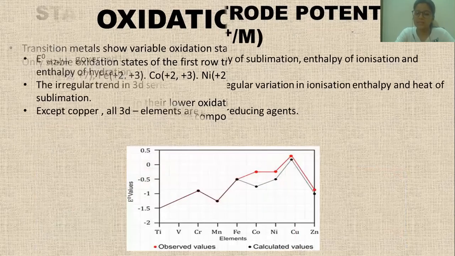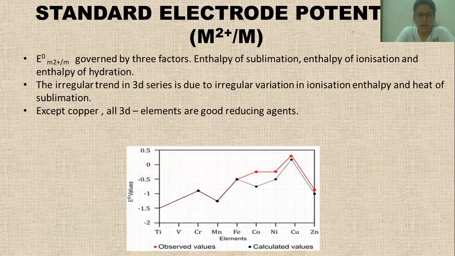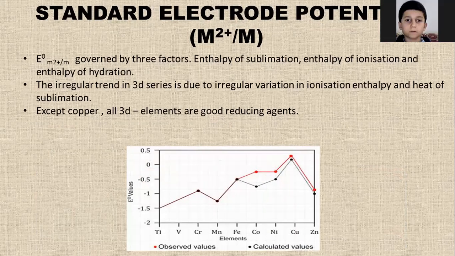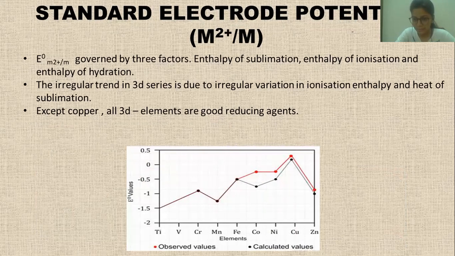The next is standard electrode potential. Electrode potential is governed by three factors: enthalpy of sublimation, enthalpy of ionization, and enthalpy of hydration. The irregular trend in 3D series is due to the irregular variation in ionization enthalpy and heat of sublimation. Except copper, all 3D elements are good reducing agents.